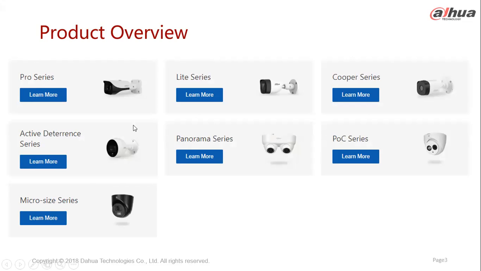The same way, we're going to have these different categories in analog cameras, including the Pro series, Light series, and the Copper series, which is the common series of HDCVI. And also active deterrents. We covered the active deterrent cameras. Remember when we were talking about full color cameras, the cameras that have speakers and perimeter protection.